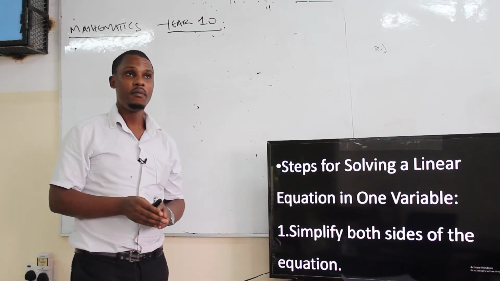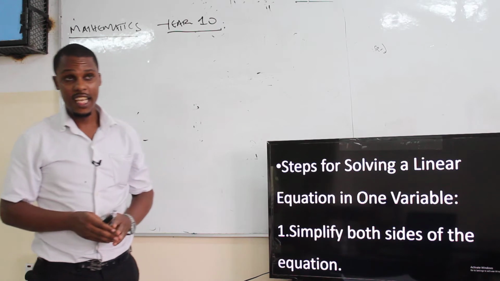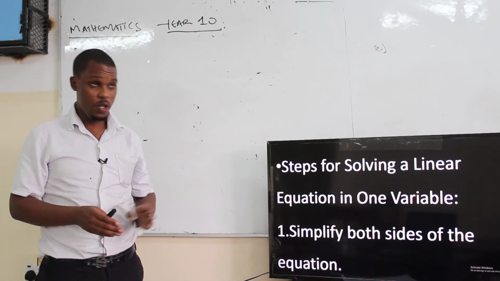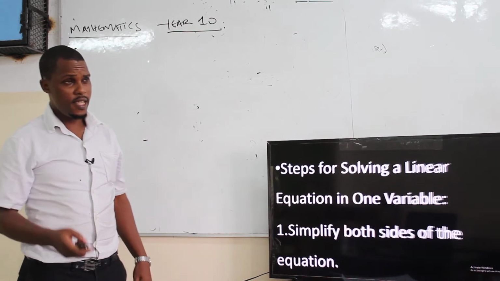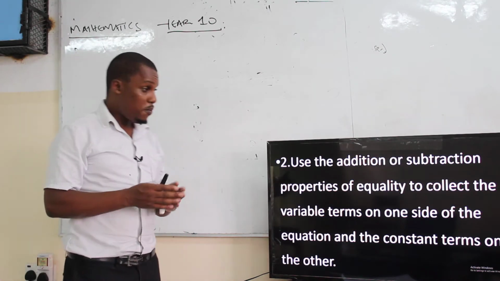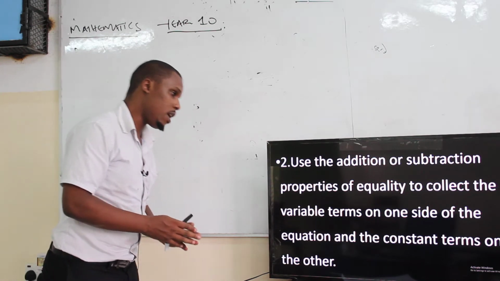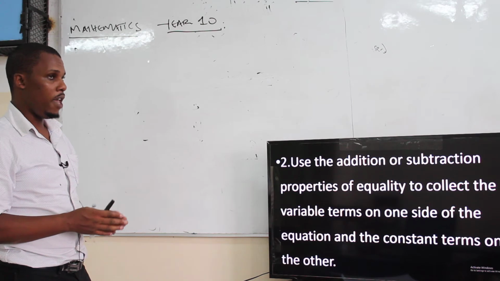And how do you simplify both sides of the equation? By collecting the like terms together. That's what I mean by step number one, as you're going to see when we start doing our examples. Then step number two: use the addition or the subtraction property of equality to collect the variable terms on one side of the equation and the constant terms on the other.